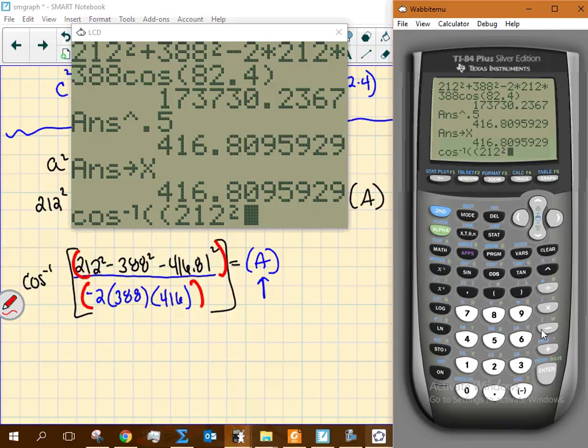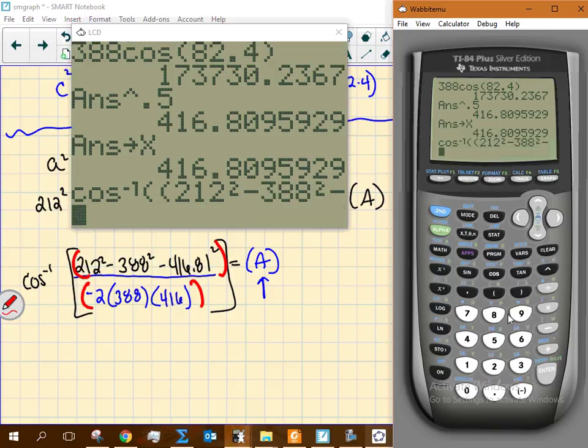Parenthesis, that's the red parenthesis. I'll go 212 squared minus 388 squared minus then 416.81, which we have stored as X, right? I'll square that. Now this parenthesis will be that red parenthesis there. Now we'll divide. That parenthesis is this first red parenthesis in the denominator.